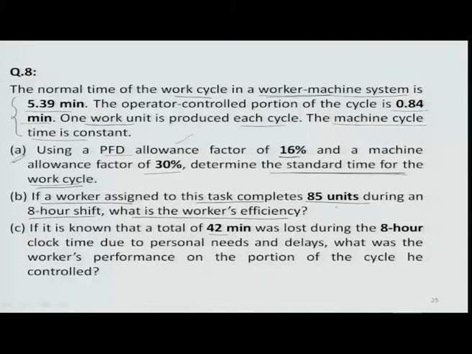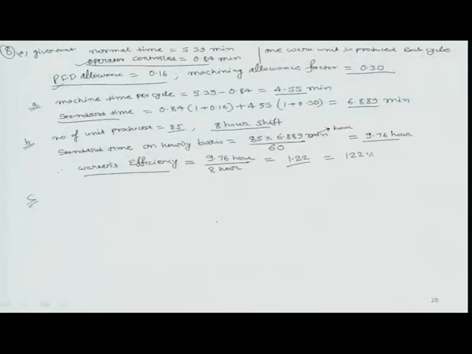If it is known that a total of 42 minutes was lost during the 8-hour clock time due to personal needs and delays, what was the worker's performance on the portion of the cycle he controlled? There is an idle time of 42 minutes. First we calculate how much time the worker worked. Time allotted was 8 hours, meaning 480 minutes, and idle time was 42 minutes, so the net time will be 438 minutes. This is the time worked.